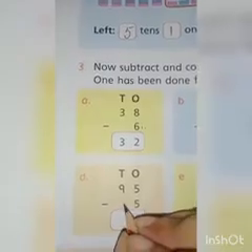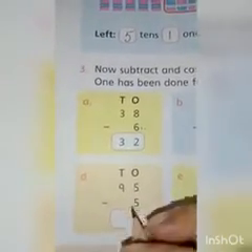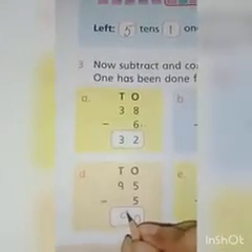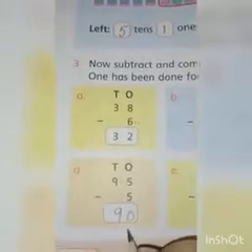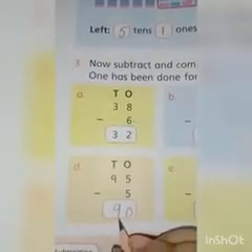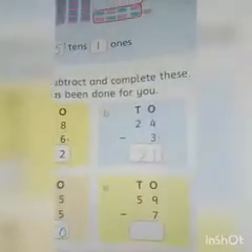Then here we have nothing to subtract from number 9. We are going to write 9 as it is with the number 0. We got answer 90. In 90, here we have 9 tens and 0 ones. Go for the next one.